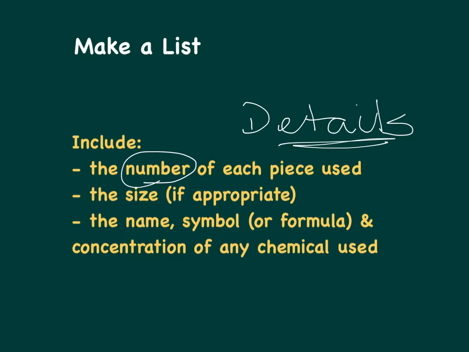If you are using chemicals, the name, symbol, and most importantly, the concentration. So if you are using 1M acid, write 1M acid. If you are using 2M acid, put it down. 3M acid. Be as specific as you can.